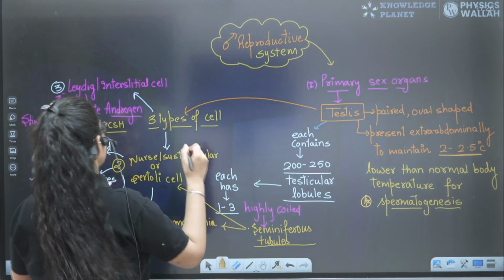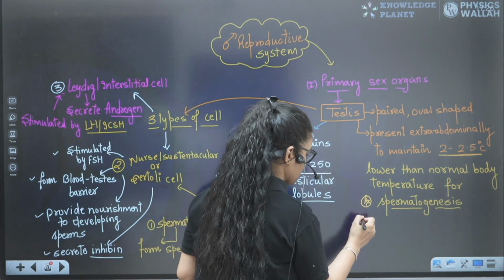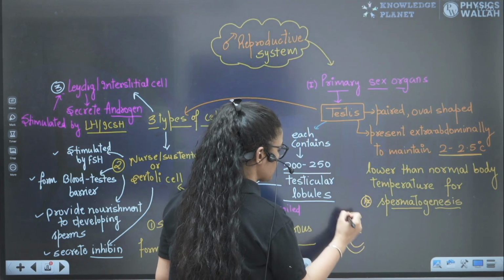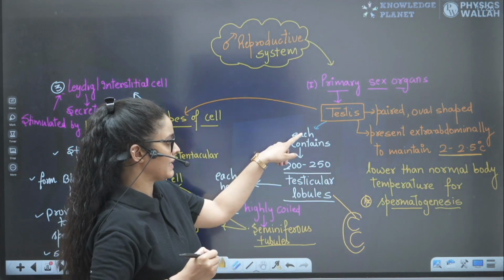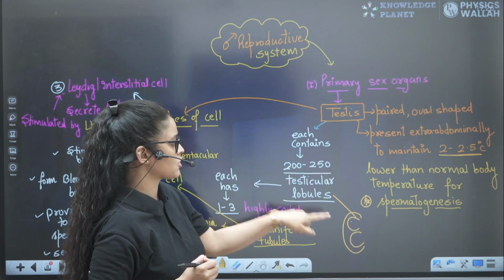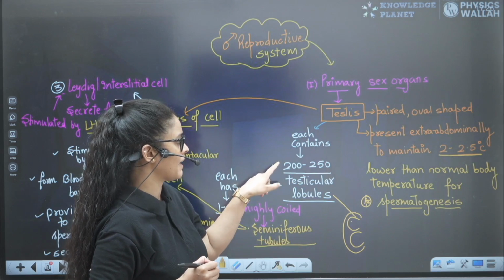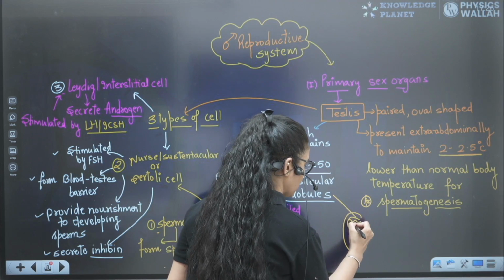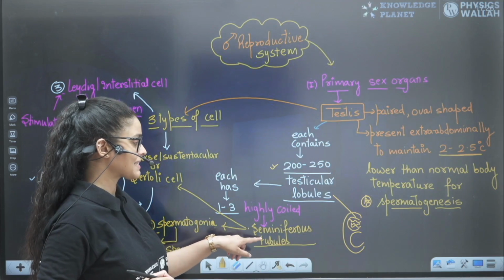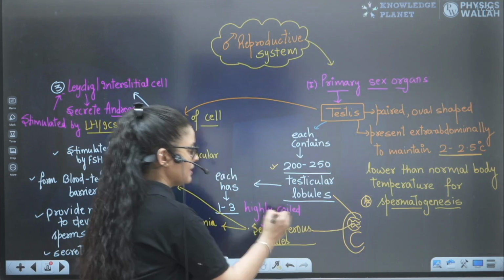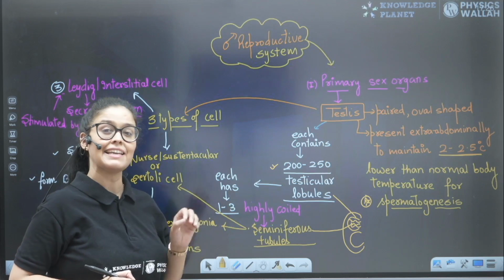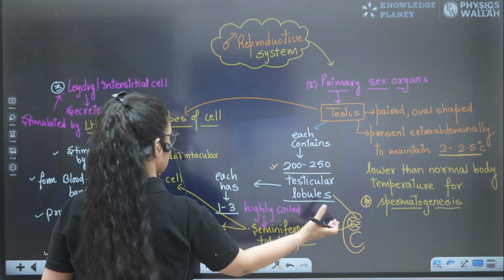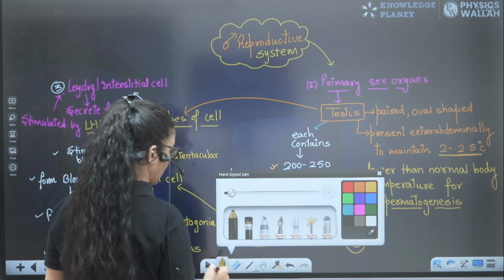If we see the transverse section of each testis, it has 200 to 250 such compartments known as testicular lobules. So how many compartments are there in each testis? 200 to 250. And each testicular lobule has 1 to 3 highly coiled tubes known as seminiferous tubules, and inside these seminiferous tubules, two types of cells are there.